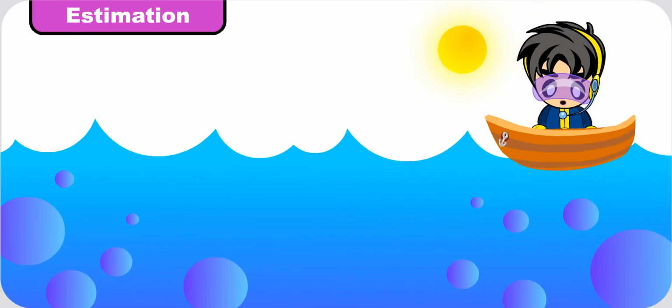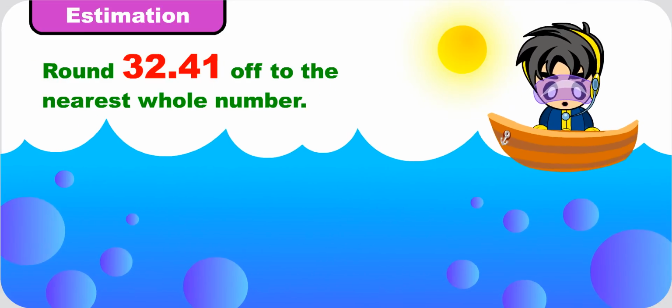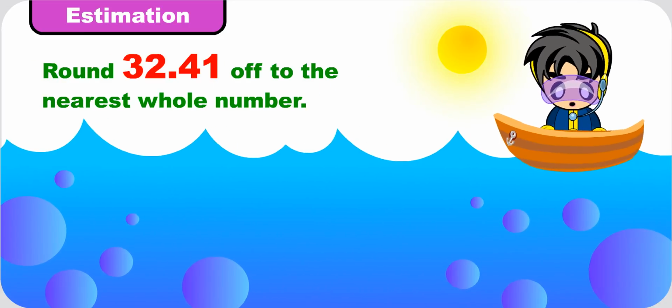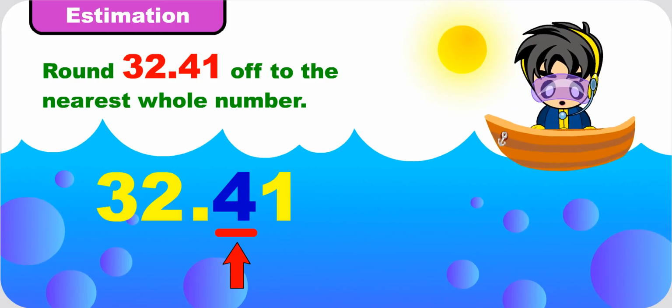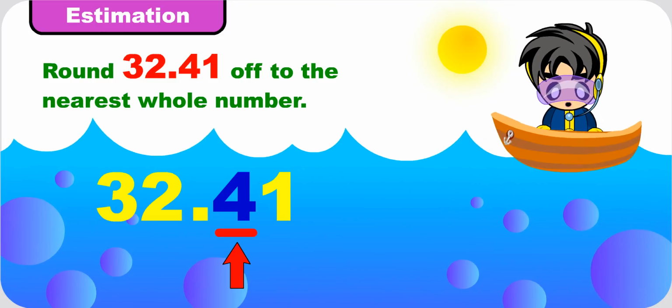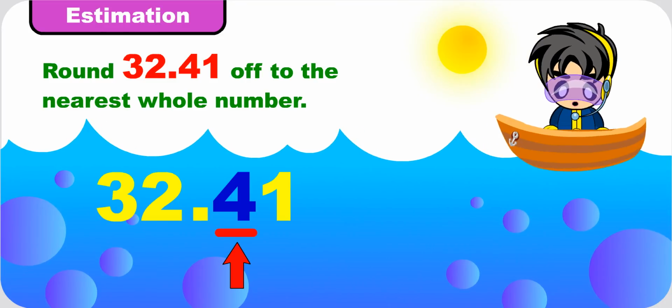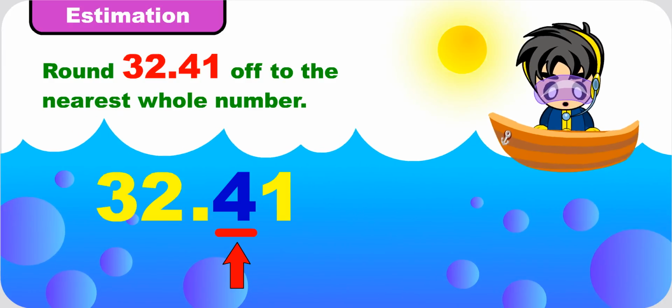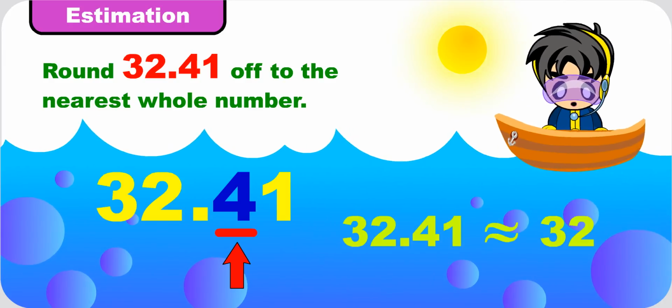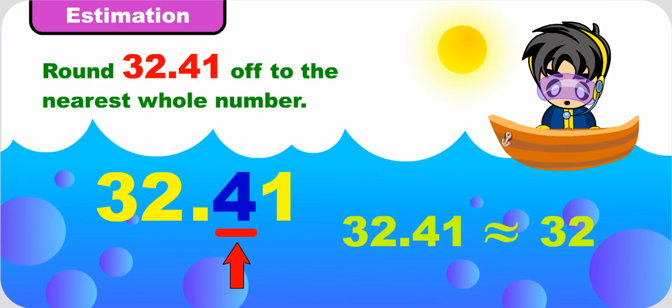Good. Now try this one. Round 32.41 off to the nearest whole number. I look at the tenths digit, 4. Since 4 is less than 5, I round down the decimal. I leave the whole number 32 unchanged. So, 32.41 is rounded off to 32.